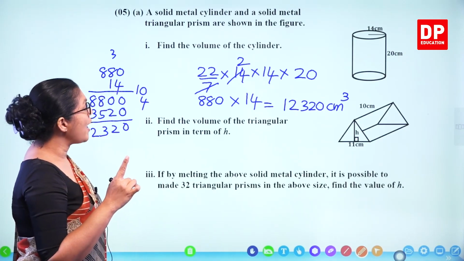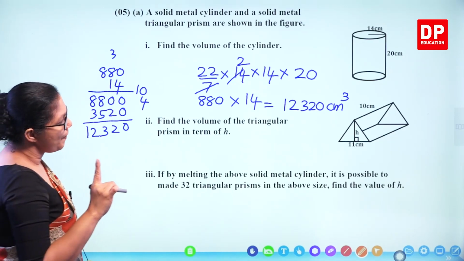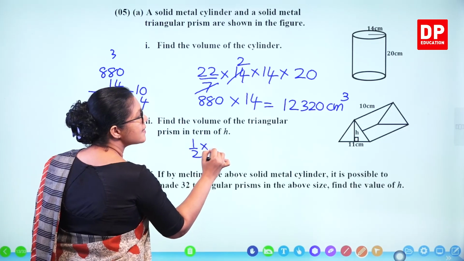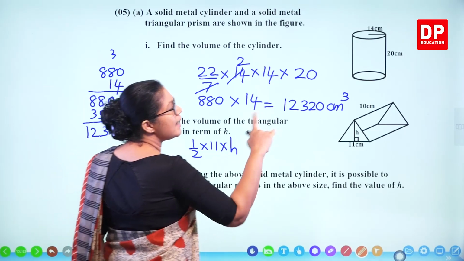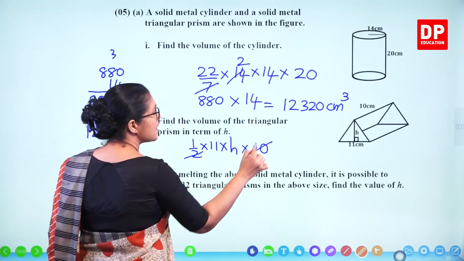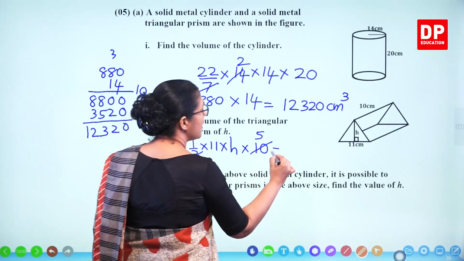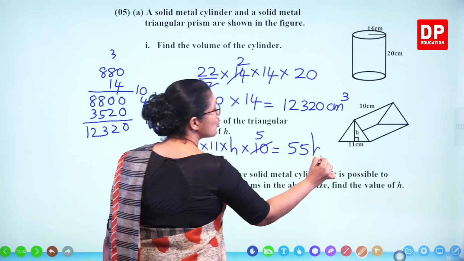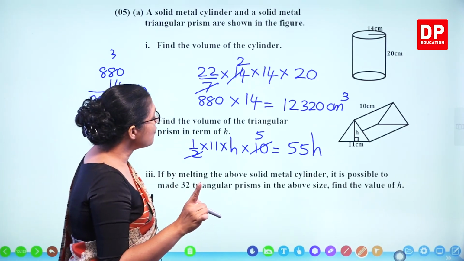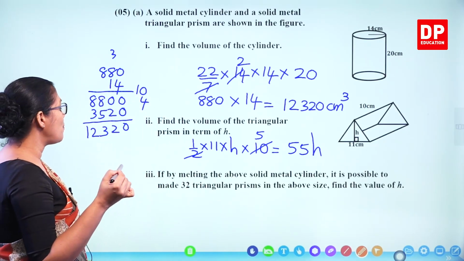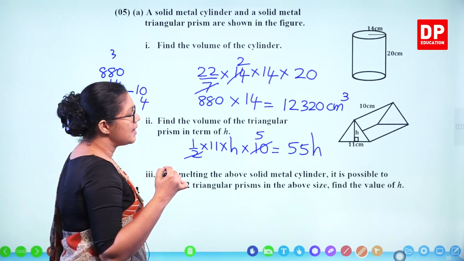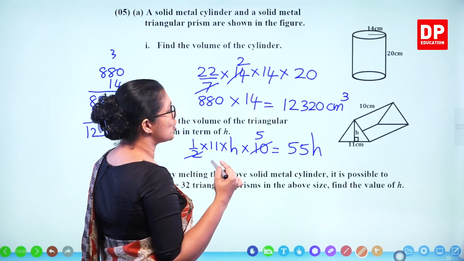Find the volume of the triangular prism in terms of H. So the cross-sectional area, half times base into height, and the length is 10. So here 2 times 5, 5 times 11, 55 H is the volume of the prism. If by melting the above solid metal cylinder, it is possible to make 32 triangular prisms in the above size, find the value of H.